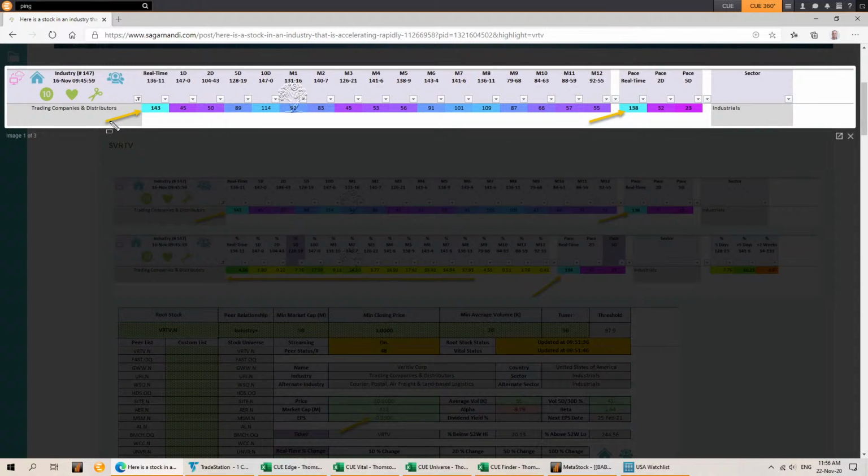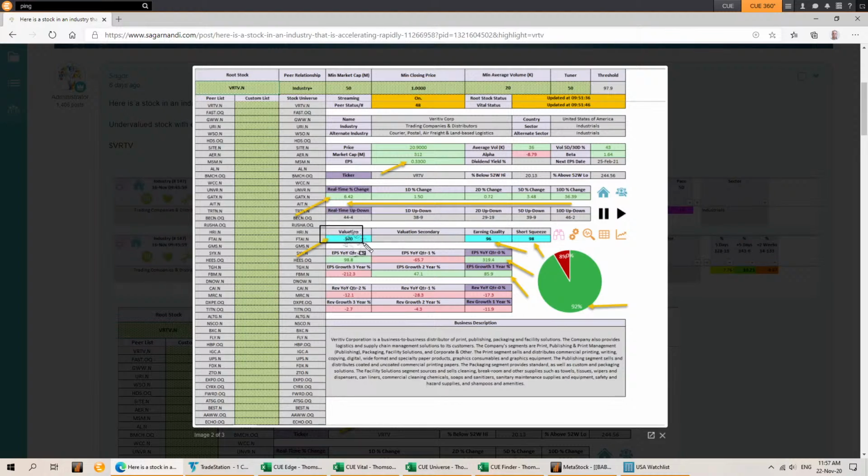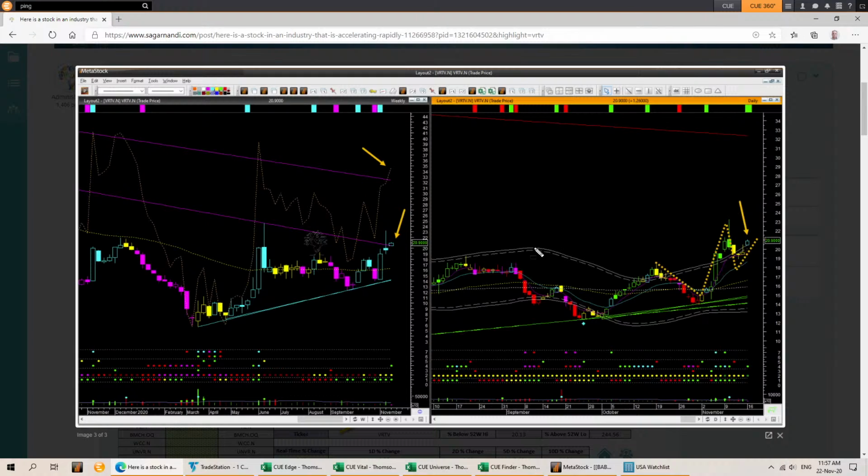And I shared that in the morning session, 9:45 a.m. New York time. At that time, the industry, trading companies and distributors, was very strong and accelerating. Fundamentally, it was very strong. Great valuation and earnings growth, similar to Baba. It had a short squeeze also on that day in itself. 92% of the 48 peer stocks were up. Strong industry, strong fundamentals. And this is how the chart looked like in the morning session.